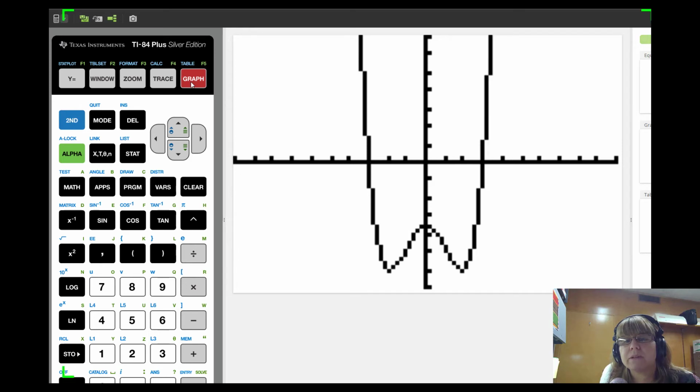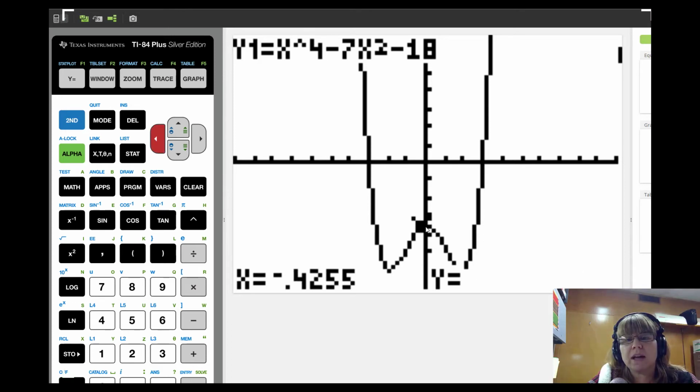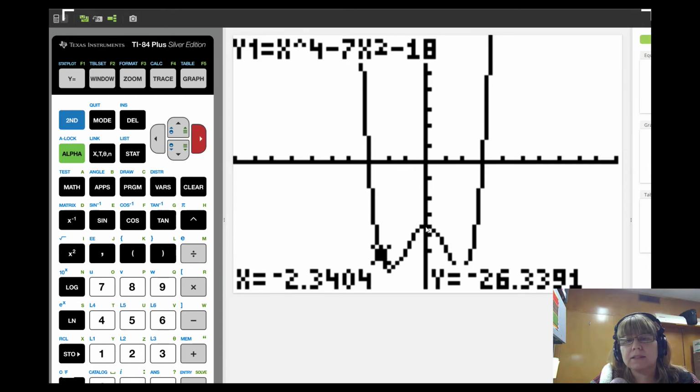There we go. All right, so we see that there are 3 turning points. Now I can trace this graph. Right now I'm at x equals 0 and y equals negative 18. That is a turning point. If I move my point, I'm going down, my y value is getting lower until it looks like a minimum where y equals negative 30 and x equals negative 1.9. So that's a turning point.